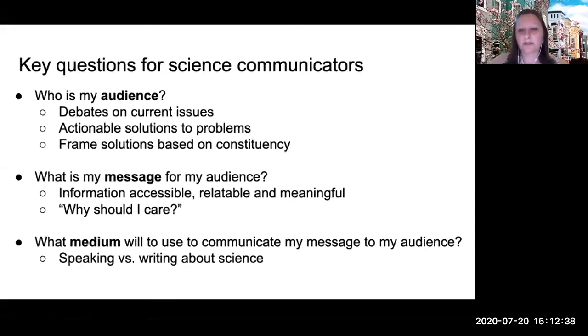In contrast to academic writing, you really need to put the bottom line first and let them know why they should care about what you're going to say, and then write that out in detail. So we'll go through this later. And finally, the medium that you'll use to communicate your message. At least throughout this course, we'll be talking about both speaking and writing about science, which requires different skills and structures in the way you're presenting your policy.